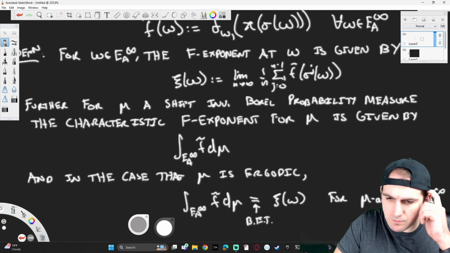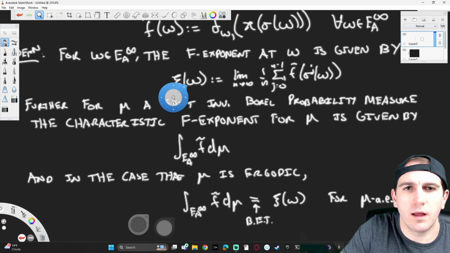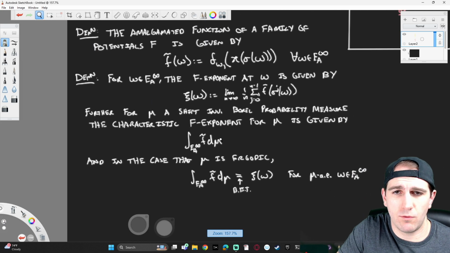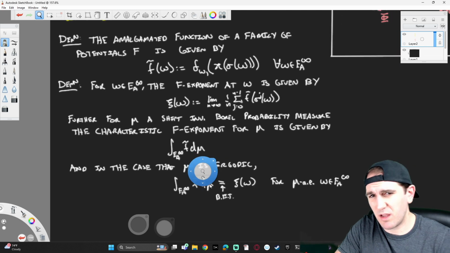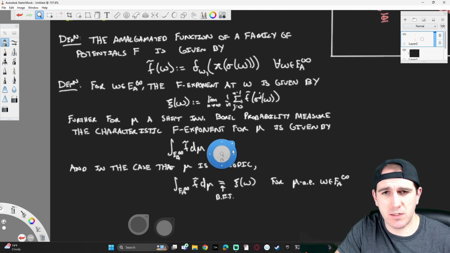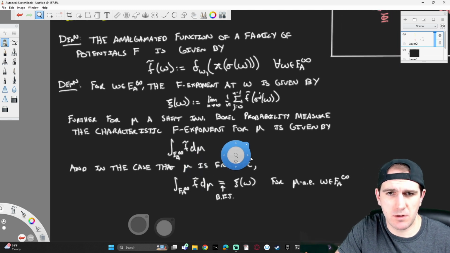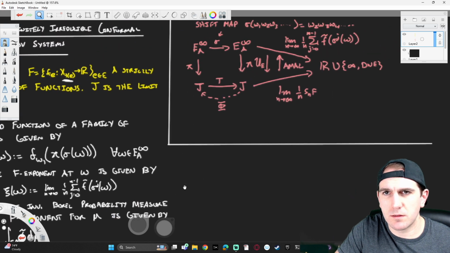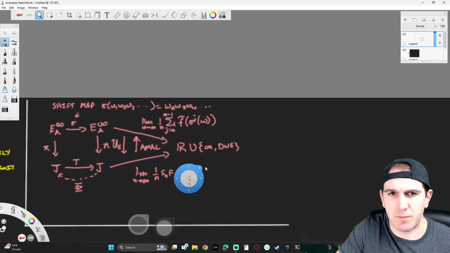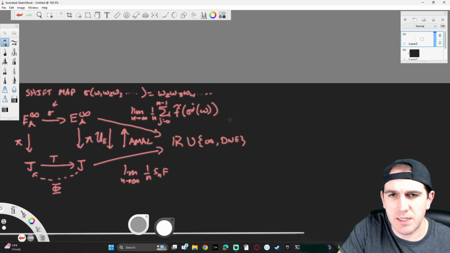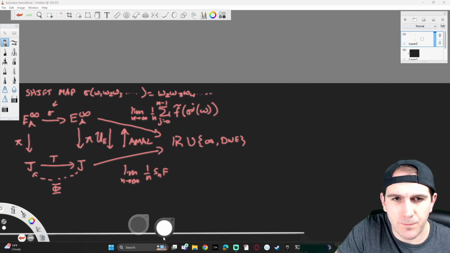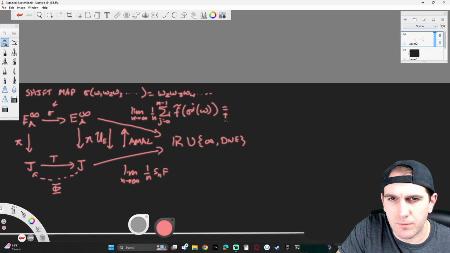Right? So I can figure out what happens most of the time with respect to some measure very quickly. And that's something to note here. I should update this diagram. I should say that this limit here, by Birkhoff's ergodic theorem, right?